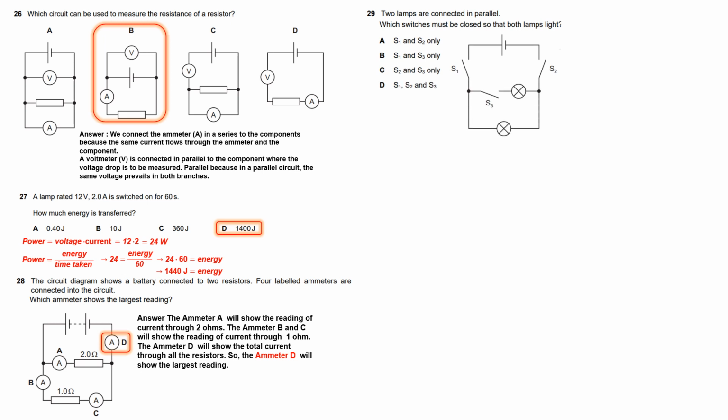Question 29. When all switches are closed, all possible paths are closed, and current flows through them. Thus, all the bulbs will light up.